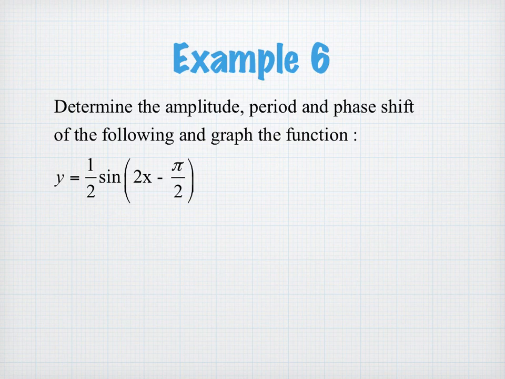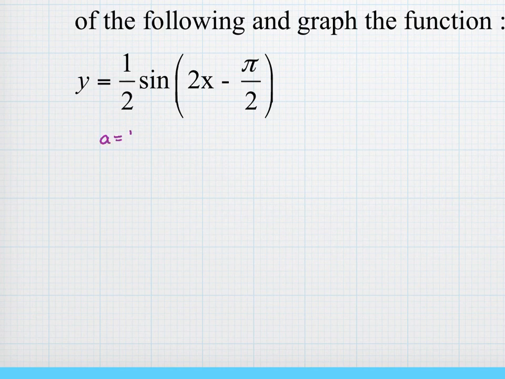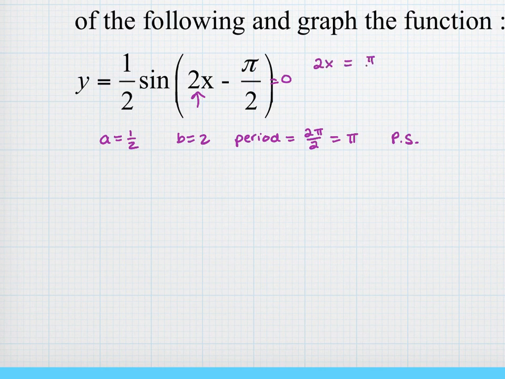Okay, let's try one more. Again, same set of directions. Again, same beginning steps. I'm going to start by identifying A is 1/2. B is now 2, which means the period is 2 pi over 2, which is pi. And I have a phase shift. So if I solve this, I get 2x equals pi over 2, divide by 2 or multiply by 1/2, and my phase shift is pi over 4.